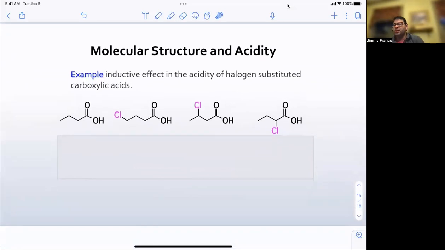All right, so let's try one. Here's an example of that. Look at this problem and rank these from most acidic to least. I'll pause the video and give it a try.